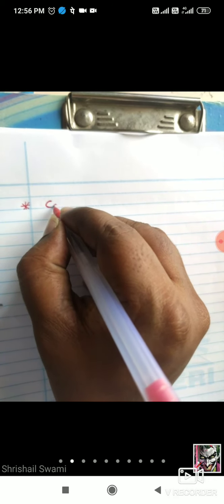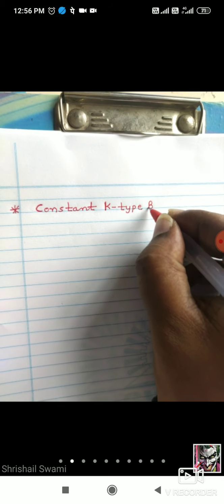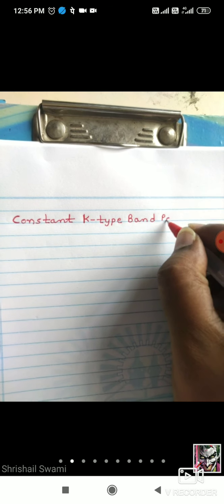Okay, so we are going to start now the third one, that is constant K type band pass filter. So today we are going to cover the theoretical part of this, and in the next lecture we can solve the problems. Okay, so theoretical part, one derivation is there which asked already in the university question paper from constant K type band pass filter.